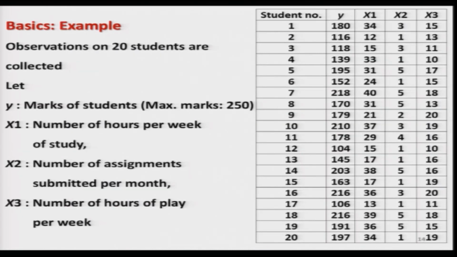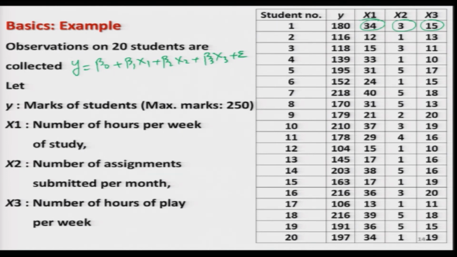For example, in this case, if you try to take the same example which we considered, it is now dependent on 3 variables. So, I can write down my model as beta 0 plus beta 1 x1 plus beta 2 x2 plus beta 3 x3 plus epsilon, right. And what are these things? This 34, 3, 15, these are the values of x1, x2, x3.